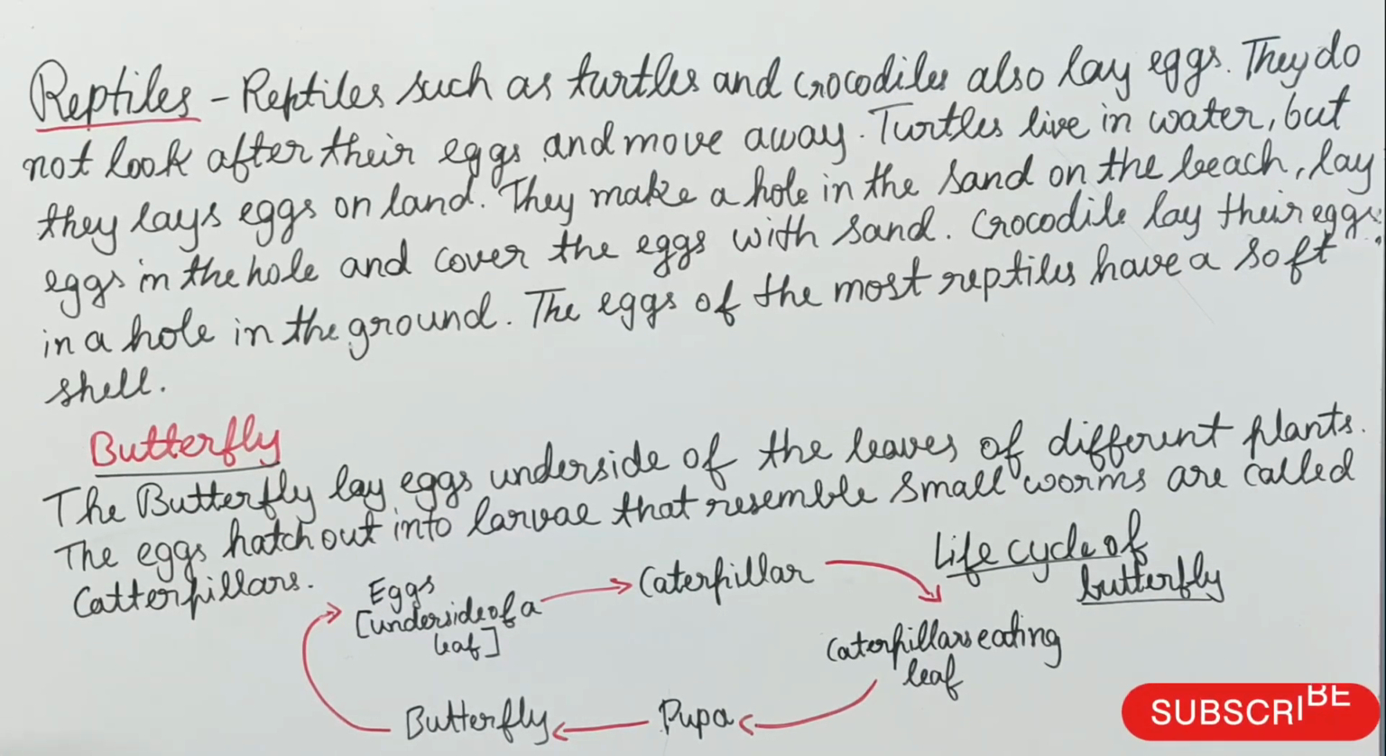ओके, क्रोकोडाइल lay their eggs in a hole in the ground. जो क्रोकोडाइल होते हैं वो भी एग्स को ग्राउंड में एक होल करके देते हैं, और उसके बाद वो उन्हें सेम कवर करते हैं, ठीक है?